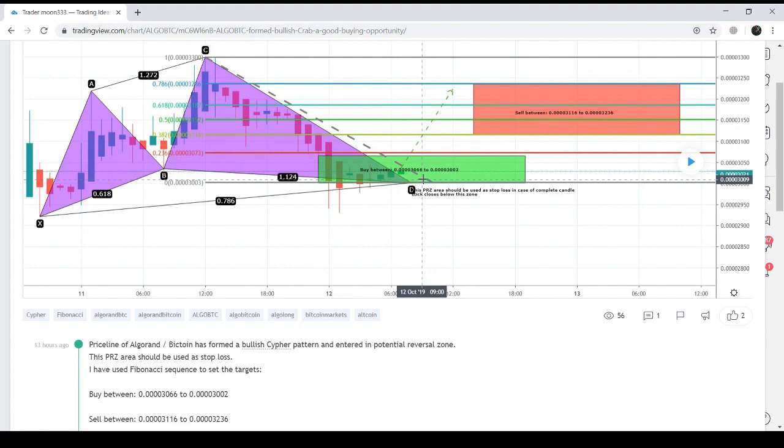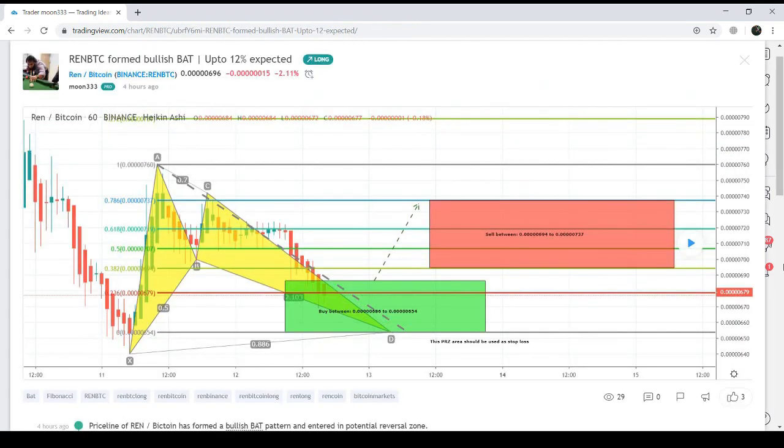reversal zone. Our next altcoin for today is REN with Bitcoin pair, and on this idea you can see the price action has completed the formation of a bullish bat pattern and entered in the potential reversal zone. Again, I have started my buying zone from 0.618 up to 0.886 Fibonacci. However, you can try to buy it from 0.786 up to 0.886 Fibonacci. And I have set my sell targets using Fibonacci sequence as in my previous charts using AD Fibonacci projection.